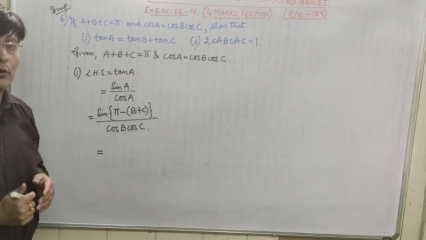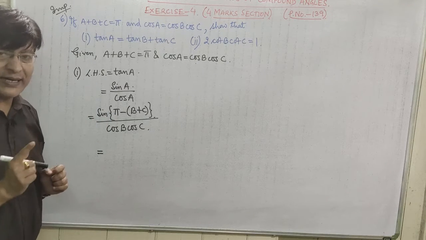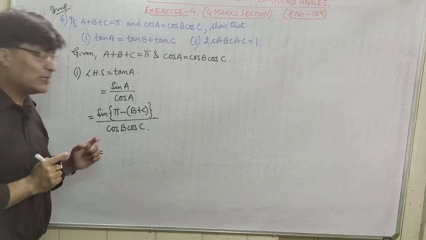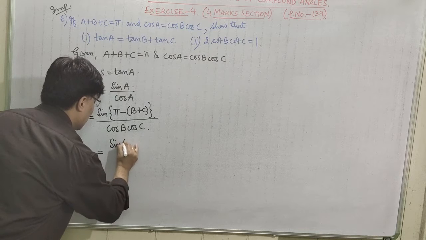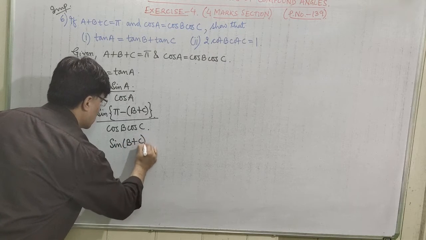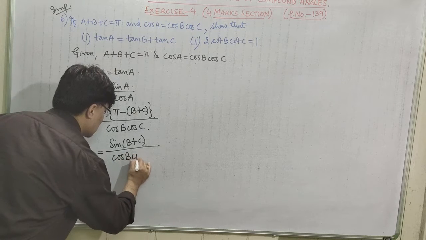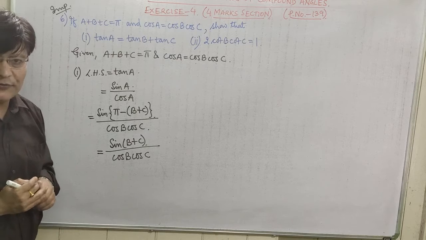So usually we don't write the positive sign. And this pi is 180. 180 means 90 into 2, that is an even multiple of 90, so the sign remains the same. So it is sine of (b plus c) divided by cos b cos c. Is it clear to all of you?